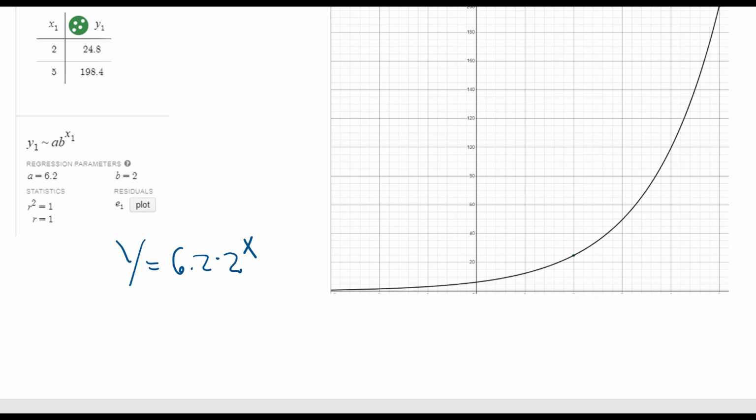And what's interesting down here, this r squared, for the correlation coefficient, it's a 1. The r is a 1. So this is spot on, which is really cool. Okay, granted there's only 2 data points, so it should be spot on. But the fact that our a is a 6.2 and our b, the base, is just a solid whole number there is really cool.